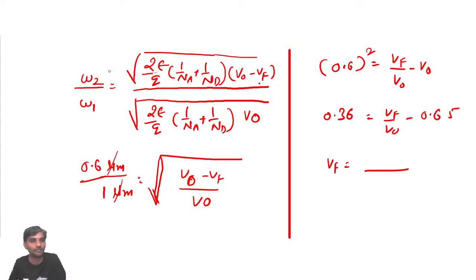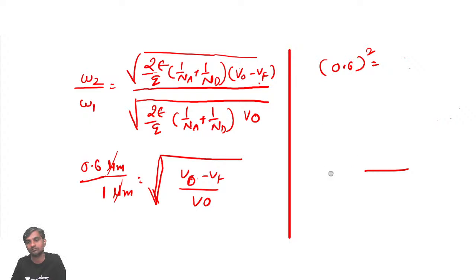Here some mistake has happened. Just wait. This is the mistake we have done. I'm really sorry. So this is V naught minus Vf by V naught, minus Vf by V naught.